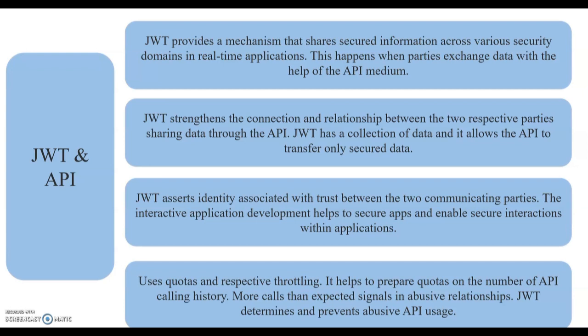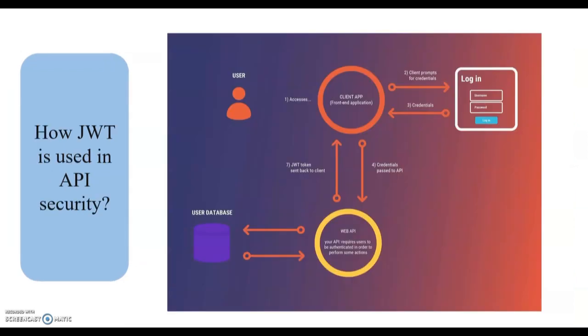JWT asserts identity associated with trust between two communicating parties. The interactive application development helps to secure apps and enable secure interaction within the application. Use quotas and respective throttling. It helps to prepare quotas on the number of API calling history. More calls than expected signals an abusive relationship. JWT determines and prevents abusive API usage.